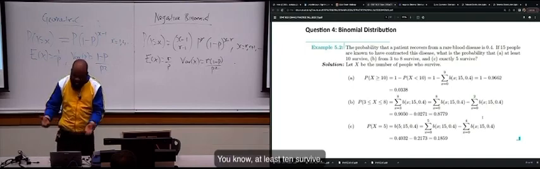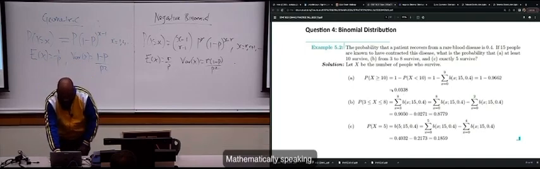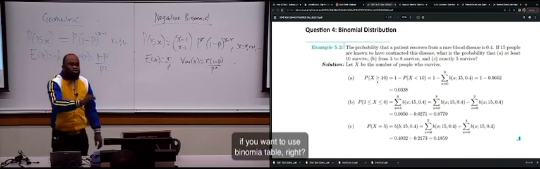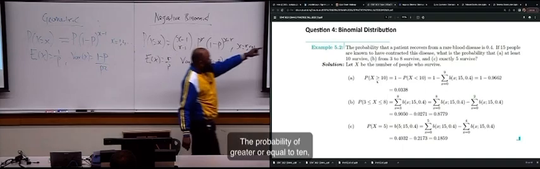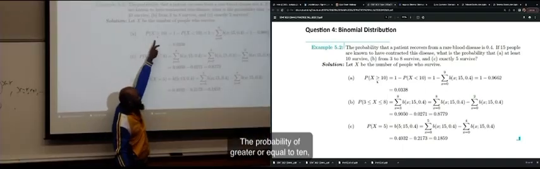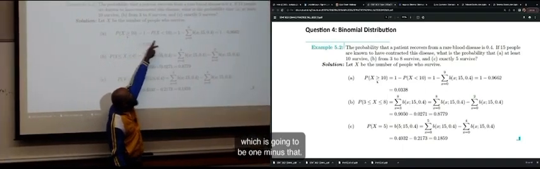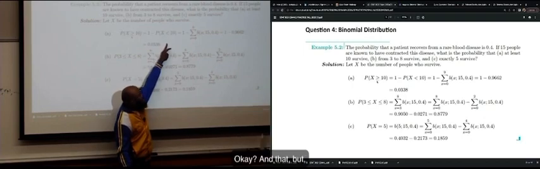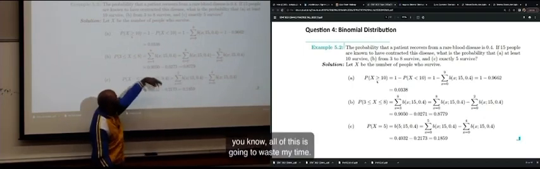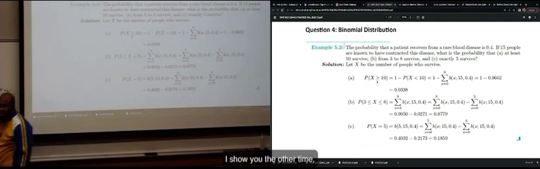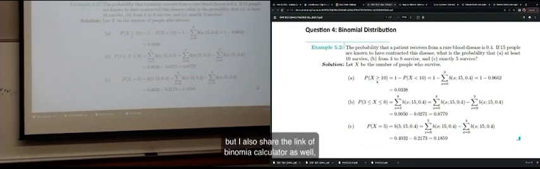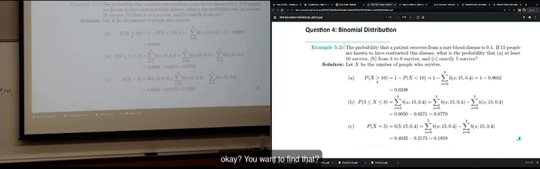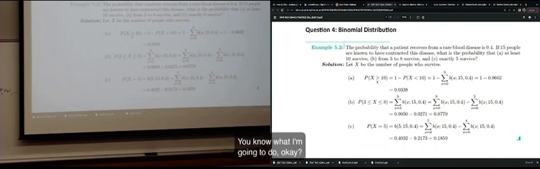At least 10 survive, mathematically speaking, if you want to use the binomial table, is going to be the probability of X greater than or equal to 10, which is going to be 1 minus that. But all of this is going to waste my time. I showed you the other time we got a binomial table, but I also shared the link of the binomial calculator as well. You want to find that.